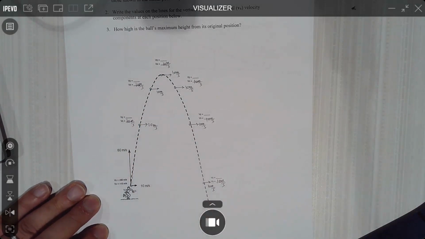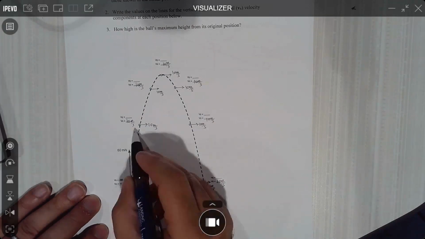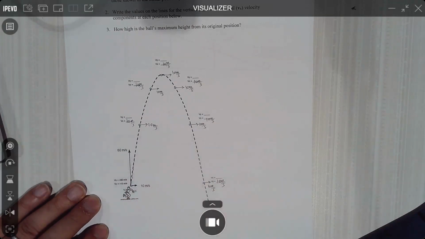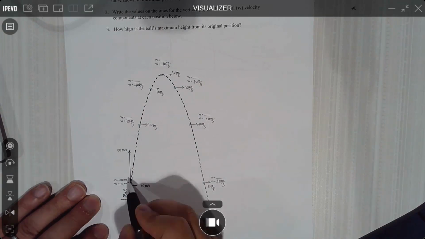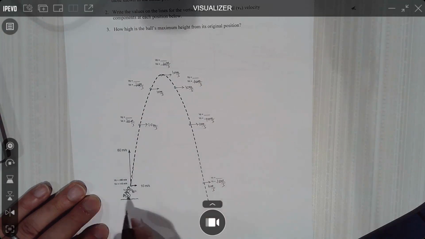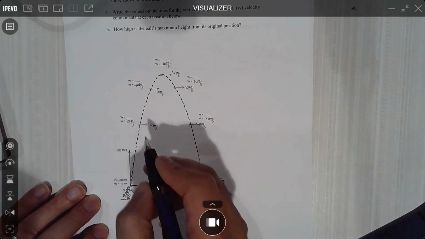But for the y component of the velocity, in projectile motion we convert the motion into two one-dimensional motions. In the x component, the velocity is constant. In the y component, when the ball is going up, it slows down, and when it's moving down, it speeds up. The time interval is 2 seconds. When we throw the ball vertically, the velocity reduces by 10 meters per second each second. From here to here is 2 seconds, so 60 meters per second becomes 40 meters per second.